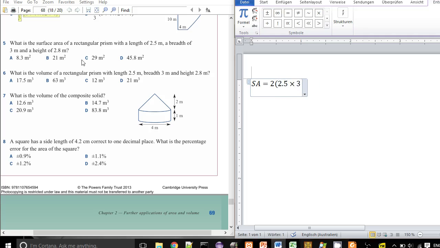That's one of the sides, and we're going to double it. That's why I put a 2 out the front. We've also got the 2.5 by 2.8. You're sort of timesing every combination. That'll be another one of the sides, but there's 2 of them. And there's also the 3 by 2.8, and there's 2 of that side as well. So that's a nice way to do it. You can't do it much faster than that.